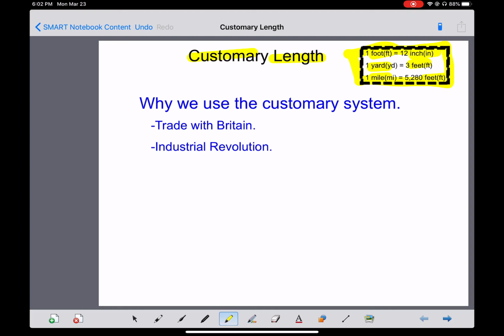So, why do we use the customary system? Well, first off, that's because back in the day, our main trading partner was Britain, and they used the customary system, even though the rest of the world kind of used the metric system. Also, we were going through the Industrial Revolution at the time, and all of our infrastructure and machines were set up using the customary system. And at the time, they thought it'd be way too hard to change it, and also thought that it would be financially irresponsible to do so.